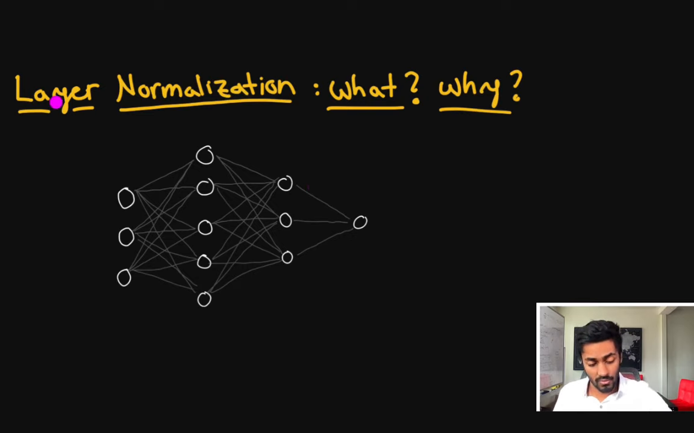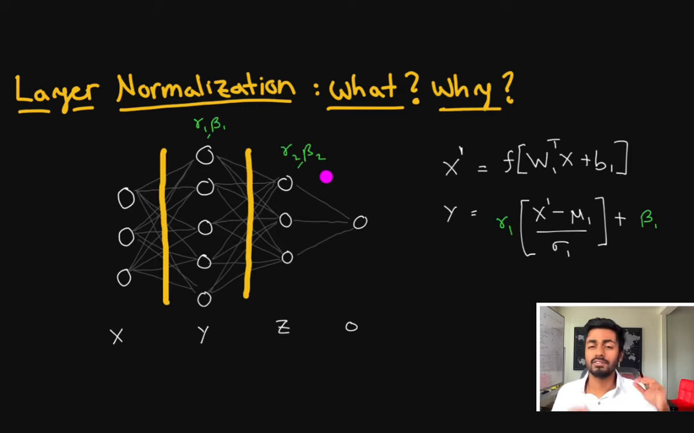Now, layer normalization is the strategy in which we apply normalization to a neural network. In this case, we ensure that the activation values of every neuron in every layer are normalized such that all the activation values in a layer will have a center of 0 and a standard deviation of 1. To understand in a little more detail, let's say that X, Y, Z, and O are the activation vectors for every single one of these layers that we have here.